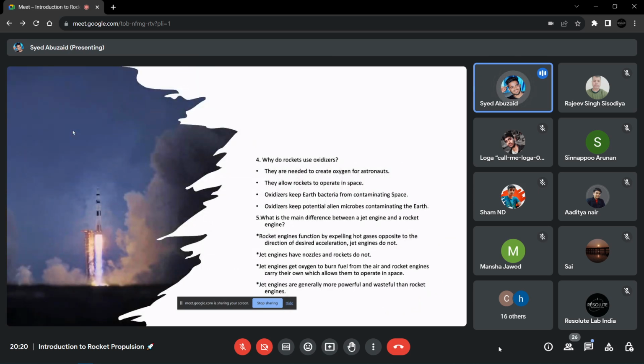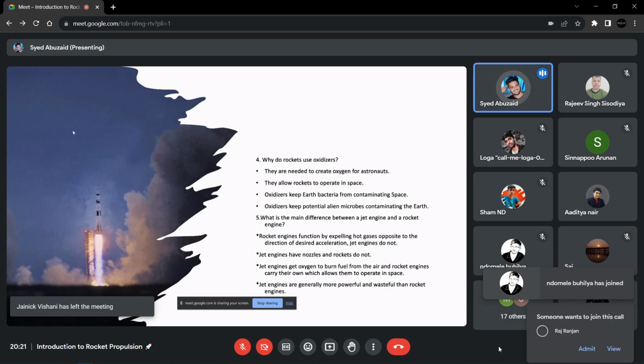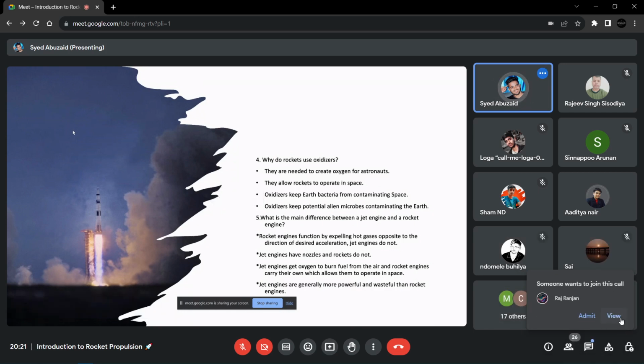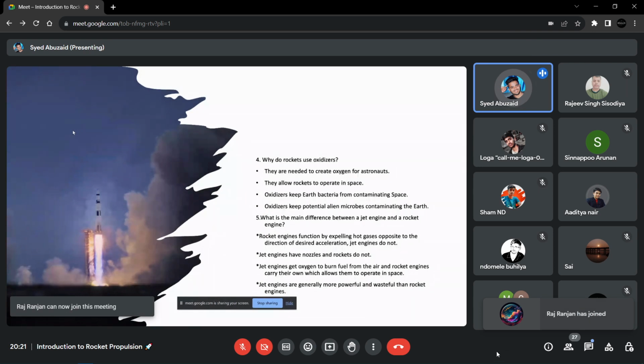And the fourth question is, why do rockets use oxidizers? Rockets use oxidizers because there is no oxygen available in space, in a vacuum. I'm repeating the options. First, they are needed to create oxygen for the astronauts. Second, they allow the rocket to operate in space. Third, oxidizers keep Earth bacteria from contaminating space. Fourth, oxidizers keep potential alien microbes from contaminating the Earth. Which one is the right answer?